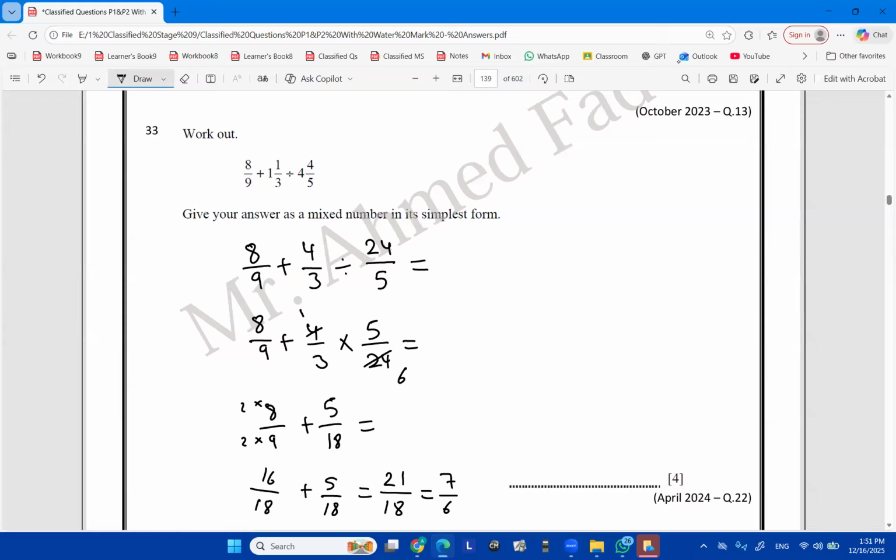Turning this into a mixed number, read the question well. 7 over 6 becomes 1 and 1 over 6. How did you do it, mister? How many 6s are in 7? 1 six, remainder 1, and the denominator does not change. 4 marks, you see? You need to be careful. Those who will start right away with adding first, unfortunately, you're gonna lose 4 whole marks. That would be a problem, a very big problem.